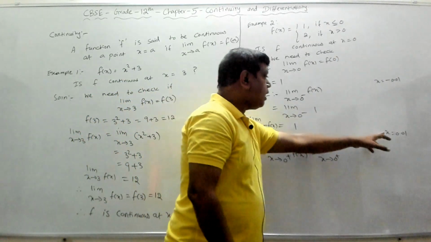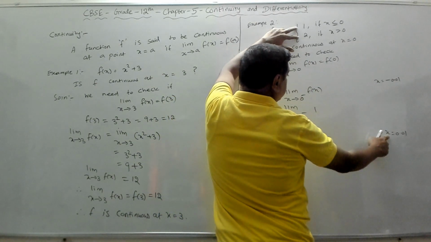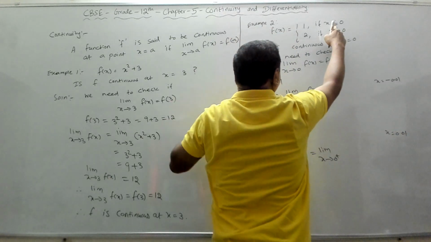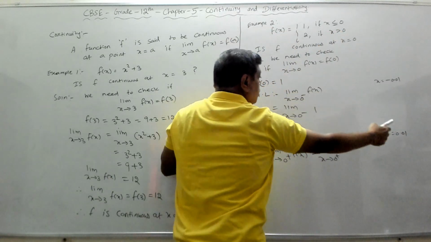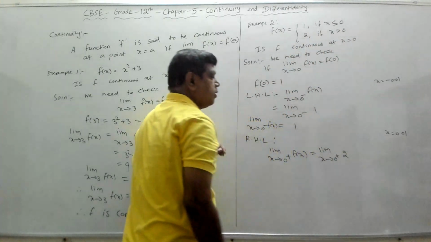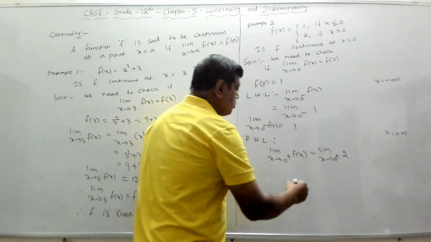Now for this value, let's check which function we have to use for this x. So x is 0.01. Is 0.01 less than or equal to 0, or greater than 0? It is greater than 0. So we should use this function, which is 2. Our f of x is 2. Now we should substitute the limit.